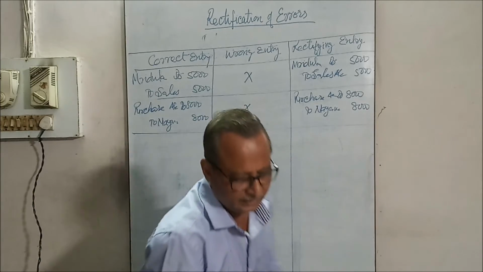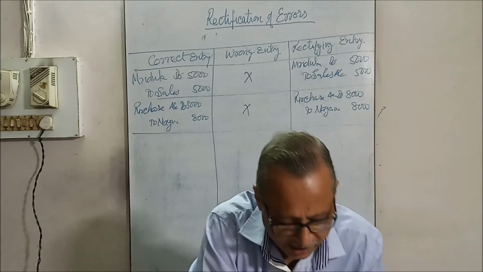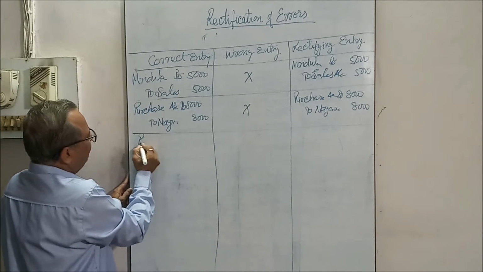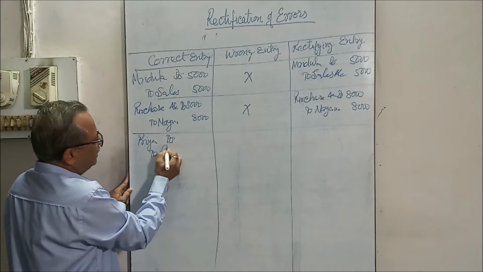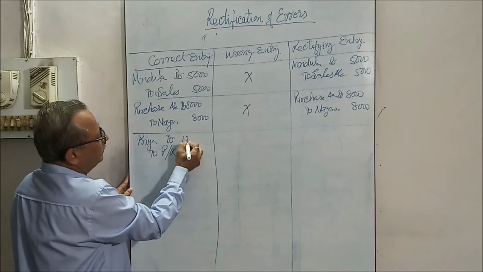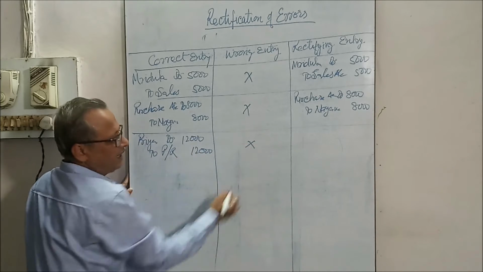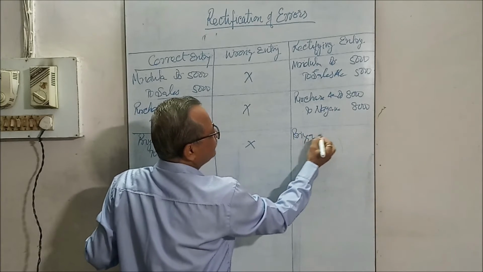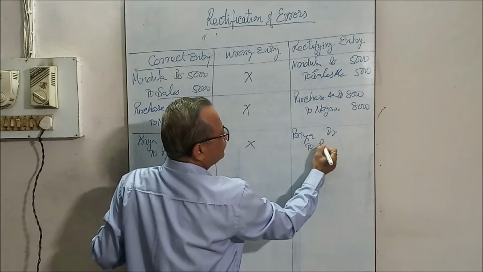Third is goods returned to Priya. It is the purchase return, rupees 12,000. That should be Priya debit to purchase return 12,000. No entry was passed. So the same entry we will write: Priya debit to purchase return.